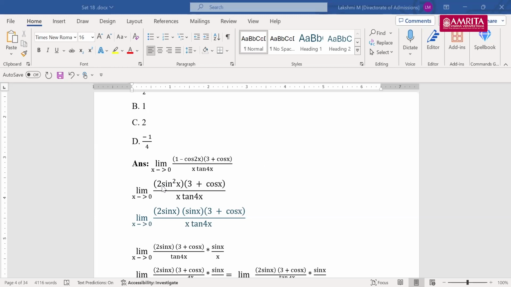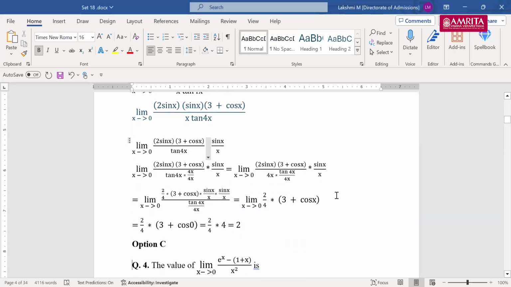So what I have done is, I want it to be sin x by x. There is already an x, so I've just written this as sin x by x. So it's gone. Now I have 2 sin x, 3 plus cos x. I have to work with this tan 4x. If I want to remove it, I have to multiply it with 4x, and the same way I have to divide it with 4x. That has to be the next step.